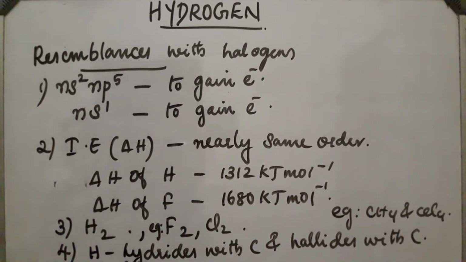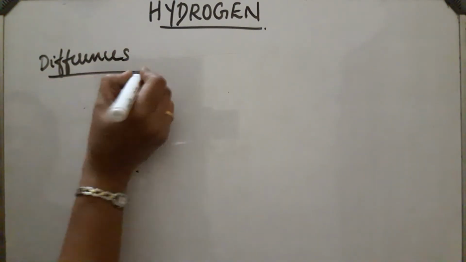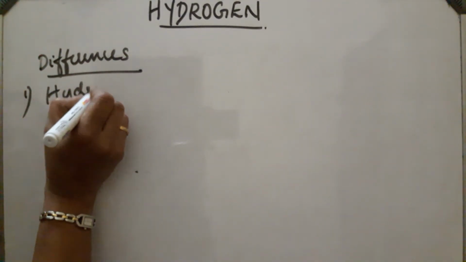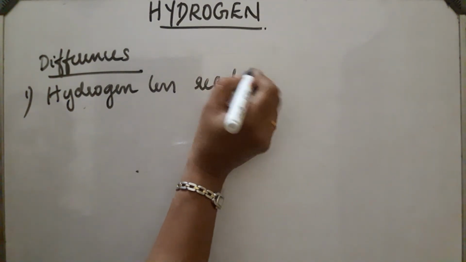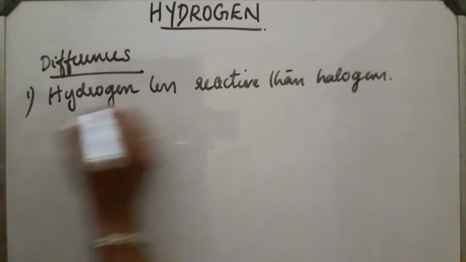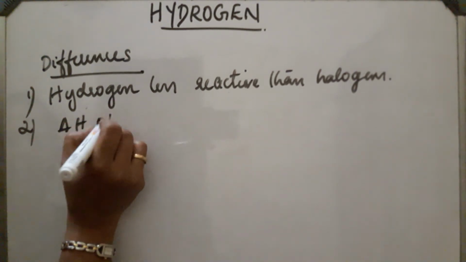These are the resemblances. Now, let us discuss some of the differences between hydrogen and halogens. Differences. First point, halogens are highly reactive when compared to hydrogen, or hydrogen is less reactive than halogens. Next, second point, the electron affinity or ionization energy of hydrogen is less than that of halogens.